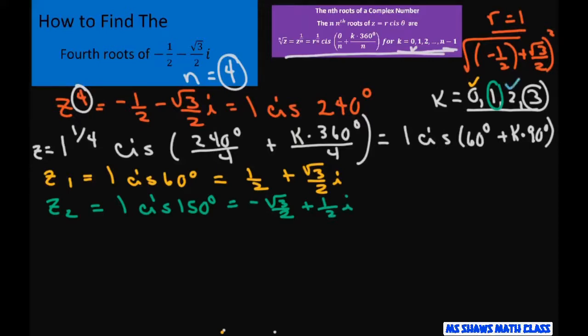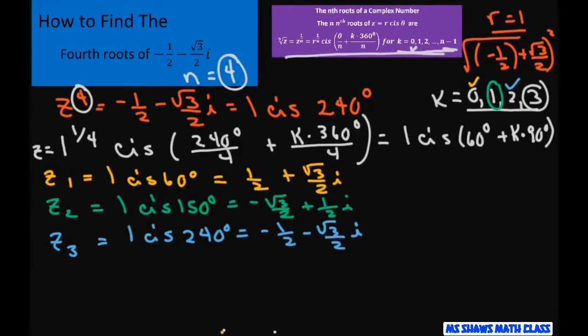And for the third one, at k equals 2, we get c sub 3, and that's going to be 1 cis of 240 degrees, and cosine is negative 1/2, sine is negative square root of 3 divided by 2. And then put your i.